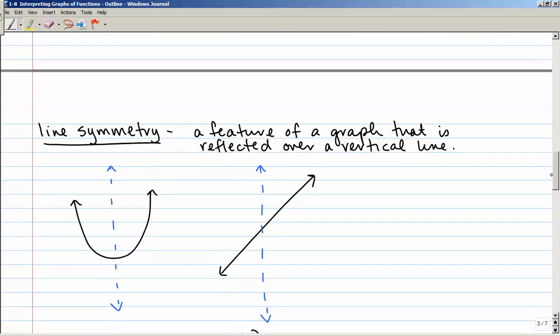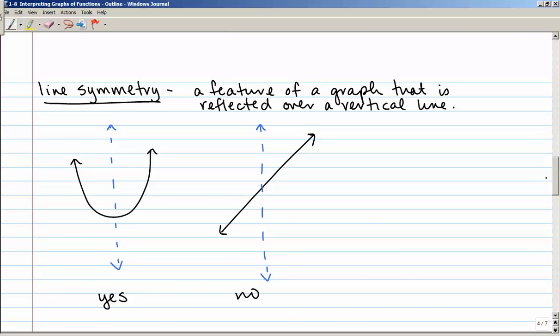Okay, here's a little more vocabulary. Line symmetry is a feature of a graph that is reflected over a vertical line. So if you have a vertical line, and if you can fold the graph on that line, and one side is the same as the other side, then we say it has line symmetry. Here I have something that looks like a parabola, and I have this vertical dashed line here, and if I could fold this screen across that dashed line, the right part of the curve would be right on top of the left part of the curve. So yes, that has line symmetry.